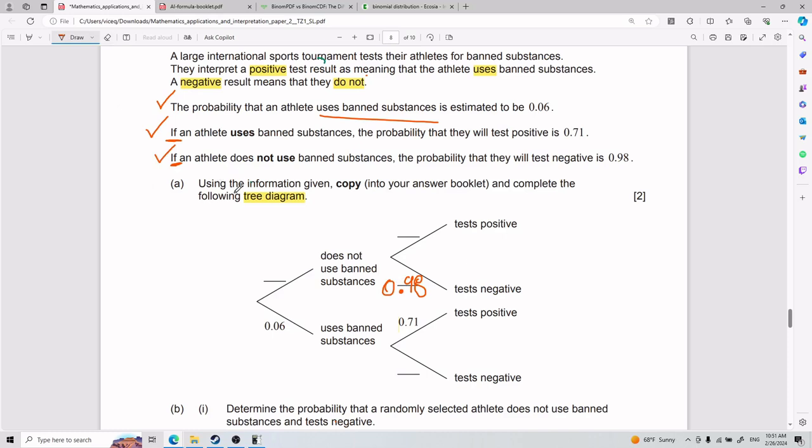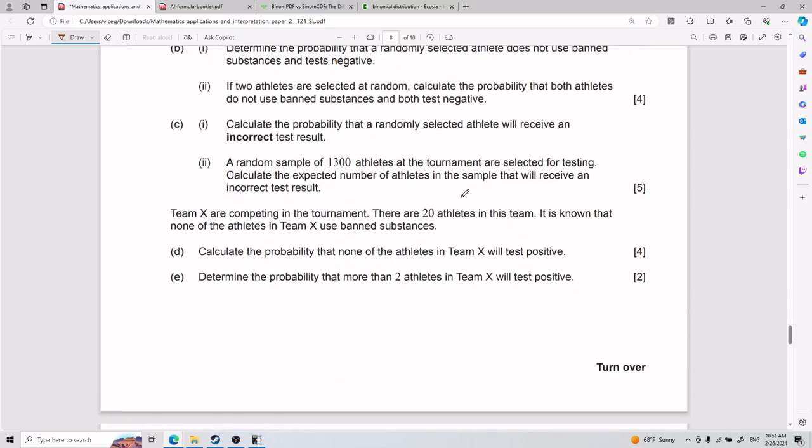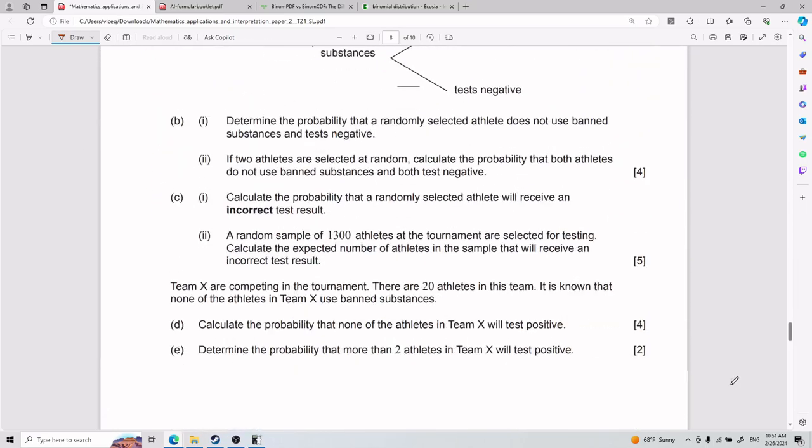So now I'm ready to do part A, which says using the information given, copy and complete the tree diagram. Now, these are some really easy 2 points, and you just have to know the intuition of the tree diagram. So I'm going to take a little bit of time explaining it, and the rest is going to be a little faster.